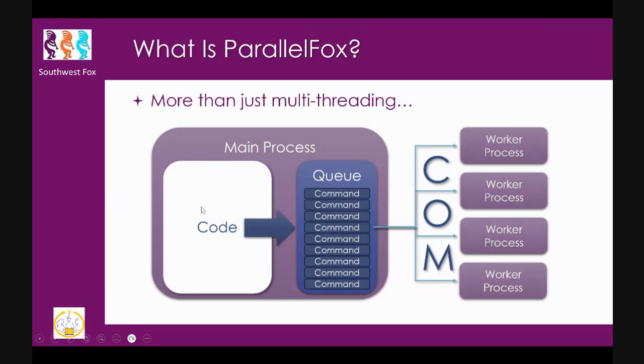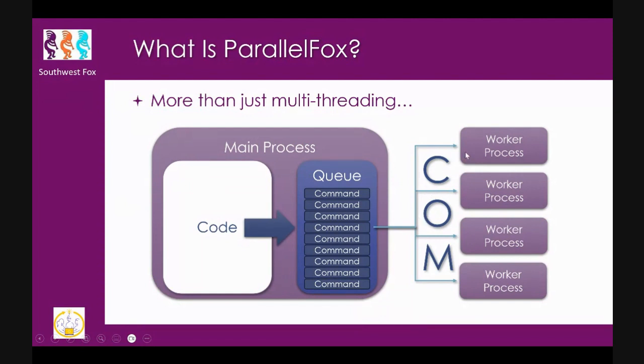So you write code that runs in the main process that uses ParallelFox to send commands to the workers. And what ParallelFox does is packages up each of those commands and puts them in a queue. And each command is then sent to an available worker to be executed within that worker. And the communication between the main process and the worker process is done via COM.